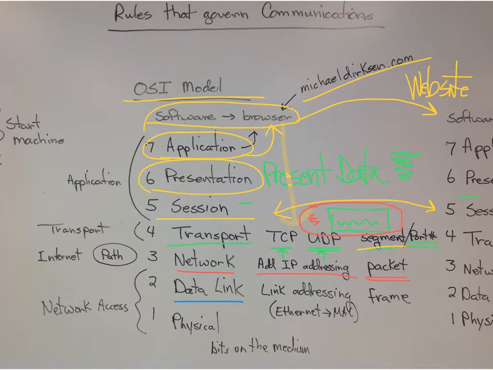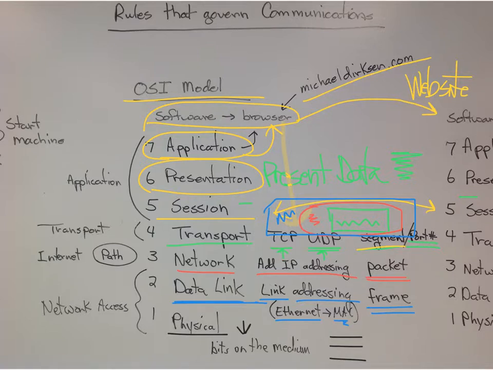Next layer, the data link layer, link addressing. So if it's Ethernet, it would be a MAC address. Now it's called a frame, so we take this same group of data and we add the MAC addressing there at the data link layer. And then the physical layer, we actually put the bits on the media, either wired, wireless, or through fiber.